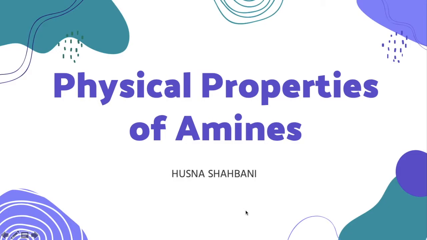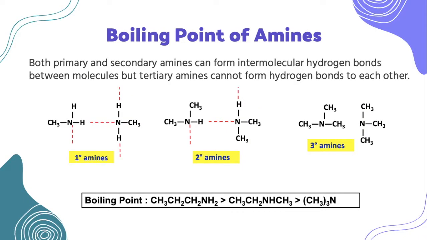Physical properties of amines. Boiling point of amines. Both primary and secondary amines can form intermolecular hydrogen bonds between molecules, but tertiary amines cannot form hydrogen bonds to each other. If you notice, primary amine has hydrogen, secondary amine also has hydrogen attached to the N atom. But tertiary amine has no hydrogen attached to the N atom at all. That's why there's no hydrogen bonds between tertiary amines.